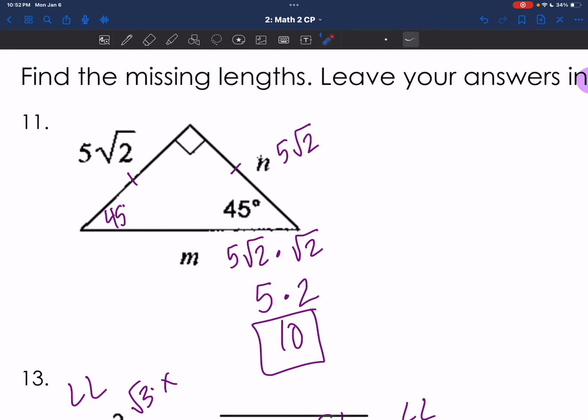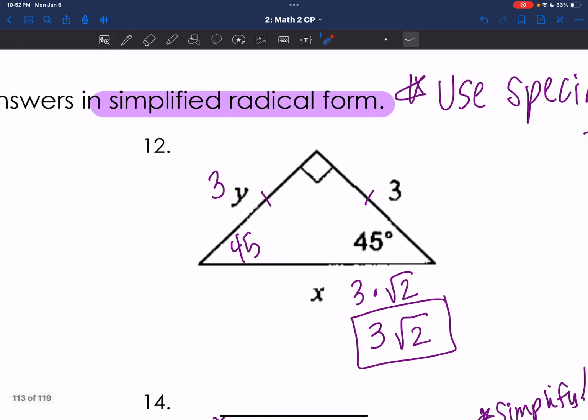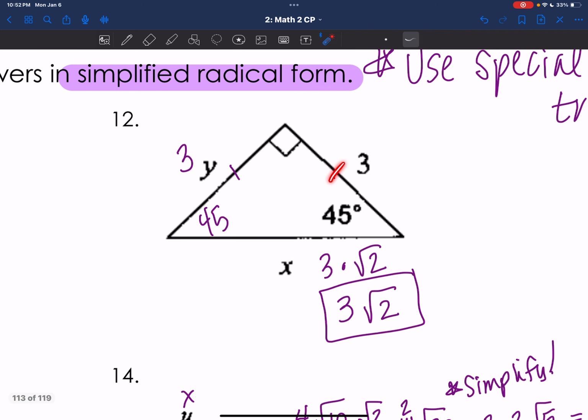So again, this one's easy because if this side's 5 root 2, this side is 5 root 2. And we know those two are congruent because it says. And then to find the hypotenuse, you just take your leg times root 2, and that's where we got that. So remember, root 2 times root 2 equals square root of 4. Square root of 4 equals 2. Multiply them together for 10. All right, for 12, same thing. If this is 3, this is going to be 3. And then here, you're just taking 3 times root 2 because this is the hypotenuse. And then that's your answer.